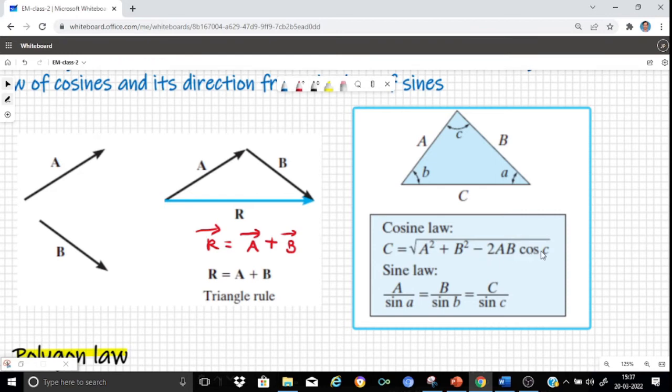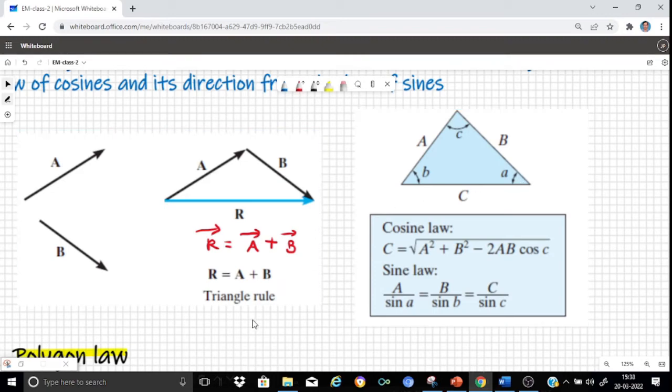Now, how do we obtain angle A or B, which determines the direction of vector R? This is simply done using the sine law. Referring to the same triangle, we can say that the sine law can be stated as A by sine A is equal to B by sine B is equal to C by sine C. Now, remember that in this sketch, we know C, which is calculated, and we know the included angle c. That means using A by sine A equal to B by sine B equal to C by sine C, we can easily calculate the included angles A and B as well.